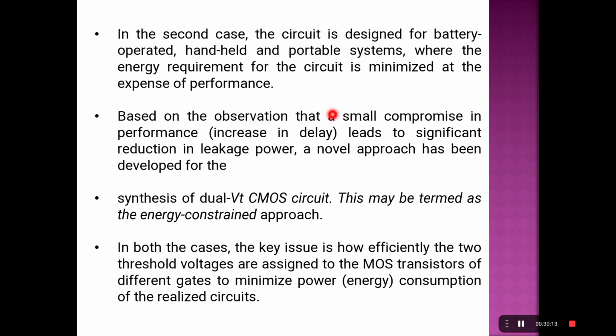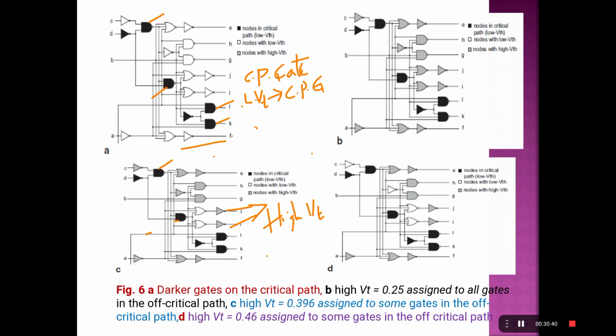So for that purpose, based on the observation that a small compromise in the performance is acceptable, you have to assign the high VT transistors to reduce energy. So this is dual VT CMOS. So we can assign the high VT transistor. In both cases, the key issue is how efficiently two threshold voltages are assigned to the MOS transistors. That is the final important thing. So that's why it is a very important consideration, guys. You have to always remember these 2 points.